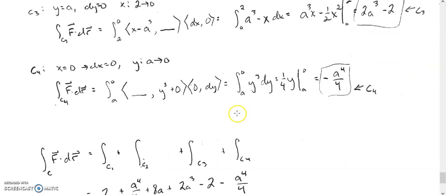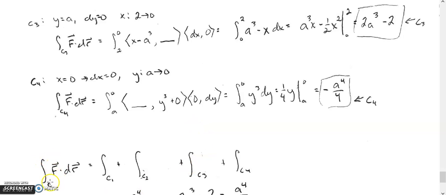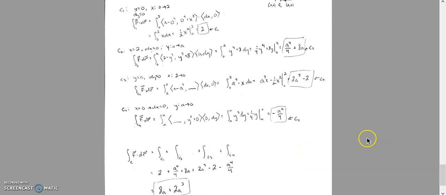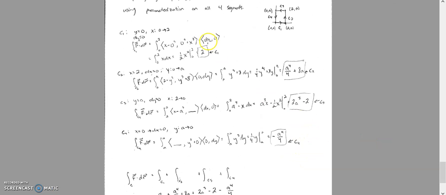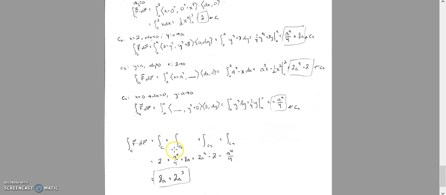So the last thing that I do is the integral along the full path. I could do a closed sign here if I wanted, of f dotted with dr. I shorthanded this: C1's integral plus C2's integral plus C3's plus C4's. So I just took this and this and this and this and wrote them all out down here. I got the 2a to the 4th over 4 plus 8a, and then I got the 2a cubed minus 2, and then I got the minus a to the 4th.